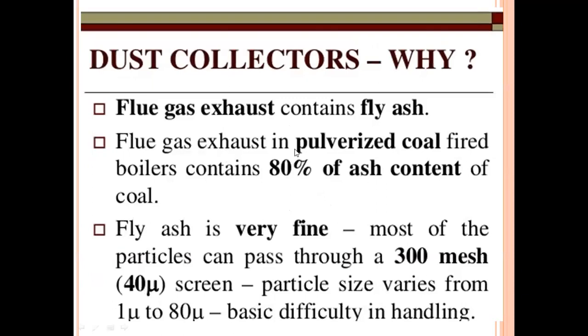Dust collector: the flue gas exhausted contains fly ash. Flue gas exhaust from pulverized coal fired boilers contains 80% of the ash content of the coal. Fly ash is very fine. Most of the particles can pass through a 300 mesh, 40 micron screen. Particle size varies from 1 micron to 80 micron.